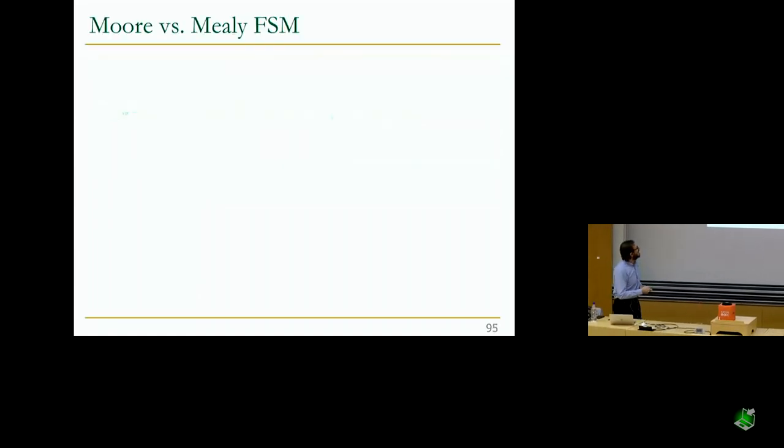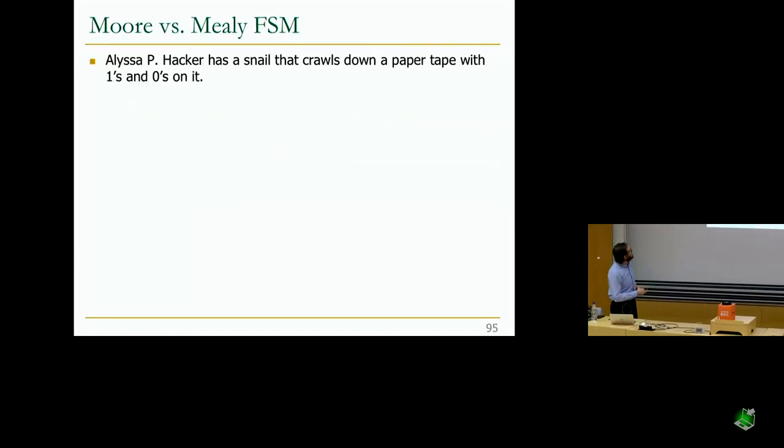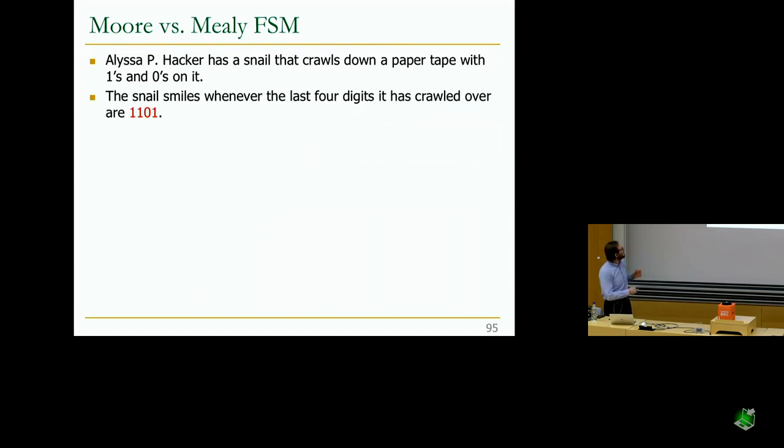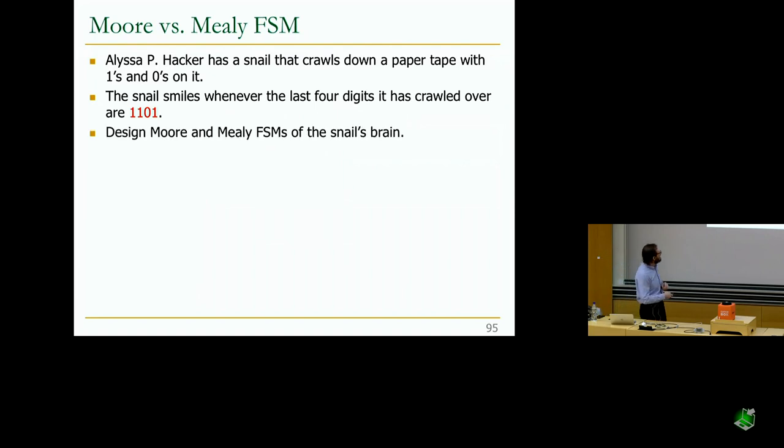But basically, we're going to go through an example very quickly. This is also an example in your book. You have a snail that crawls down a paper tape with ones and zeros on it. I don't know why you want to have such a snail. It could be useful, maybe. And you could have the snail smile whenever the last four digits it has crawled over are 1101. You can imagine, that's a secret code between you and the snail, right?